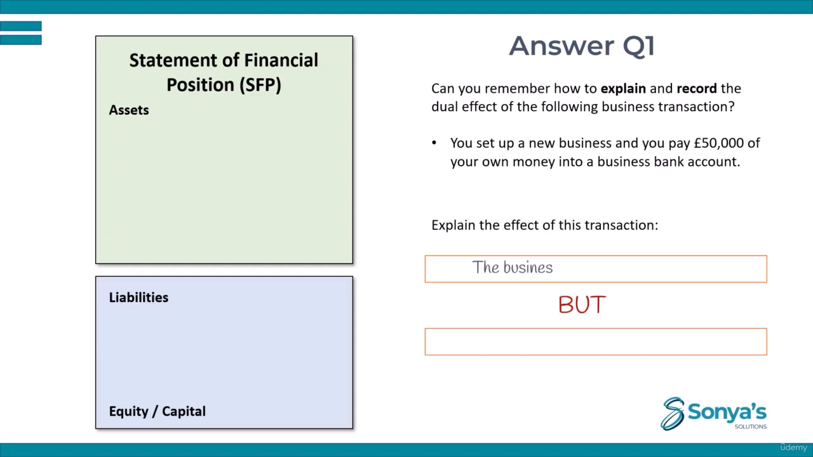£50,000 has been paid into the business's bank account, creating an asset. You've effectively lent the business money, creating a liability. The liability is recorded as equity or capital.